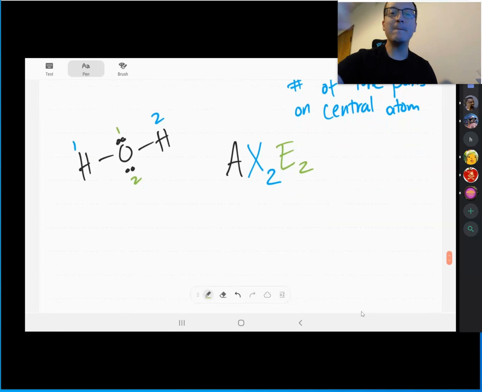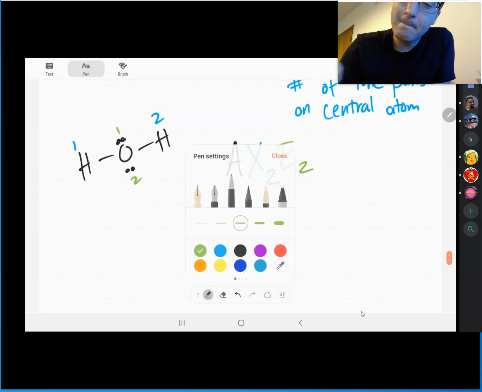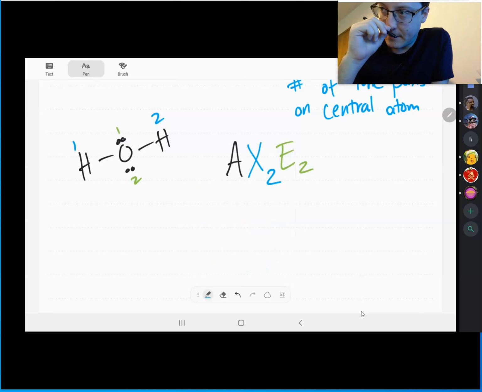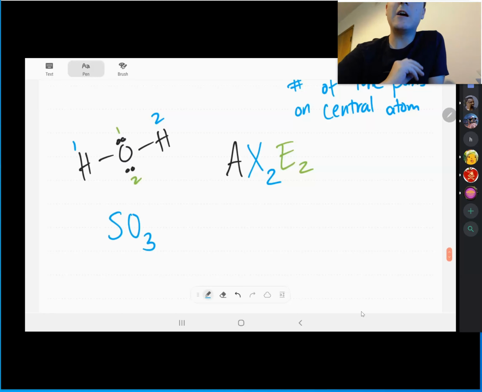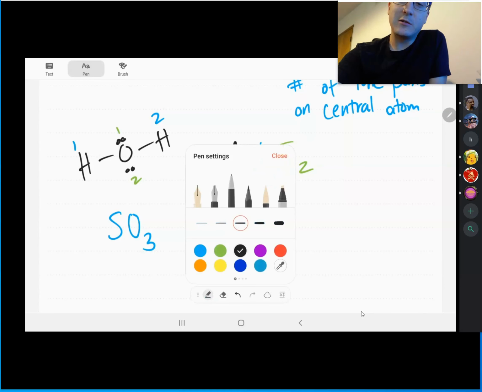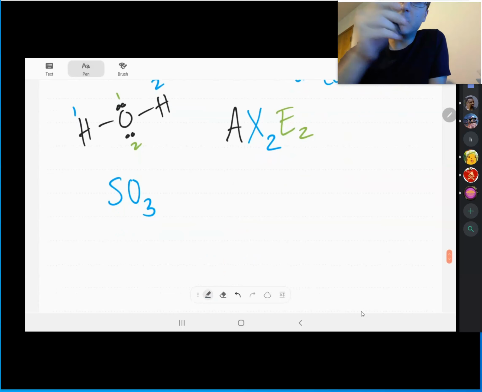Okay, how about this molecule? Not SO3 2-, not sulfite, but sulfur trioxide. If we do its Lewis structure... You know what, let's actually do this because this will be a good one for you guys to do. Well, it should have 24 electrons, right?